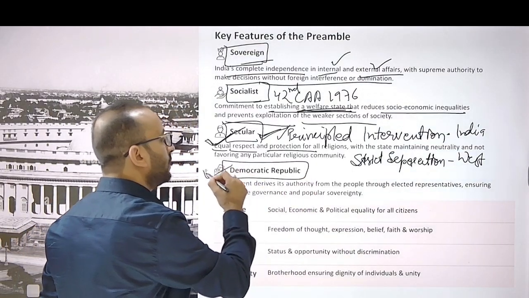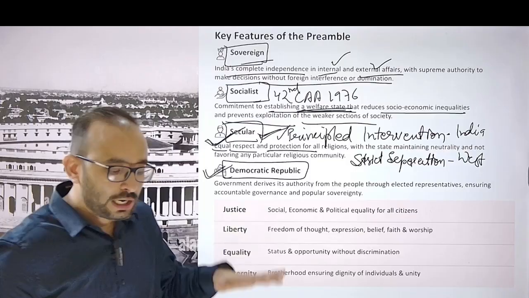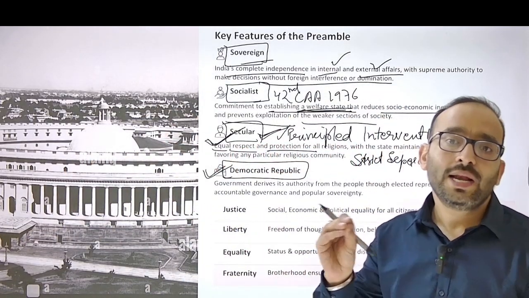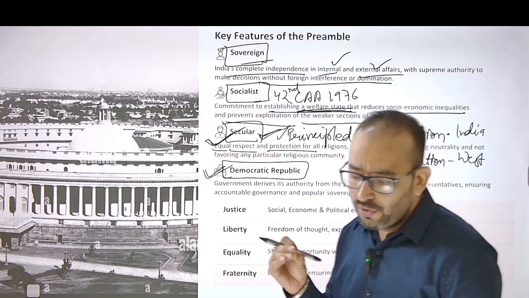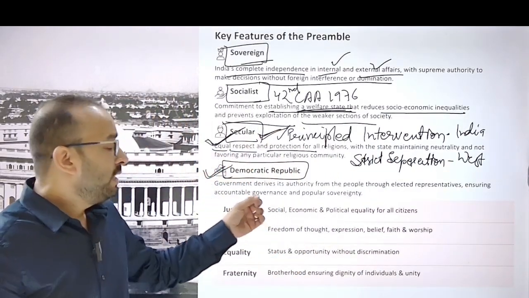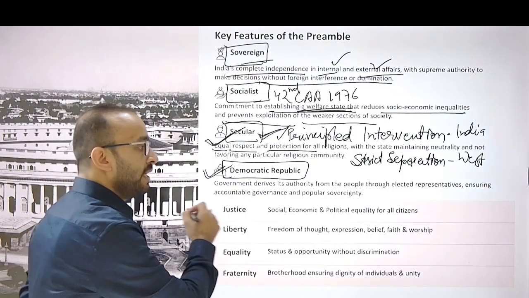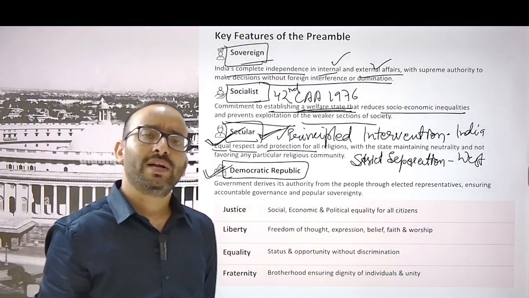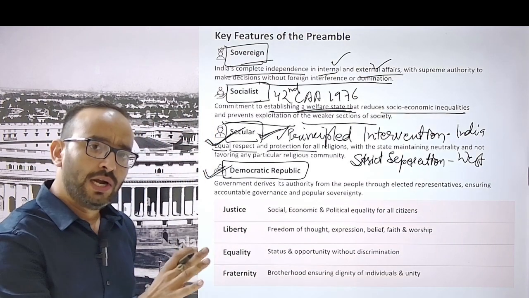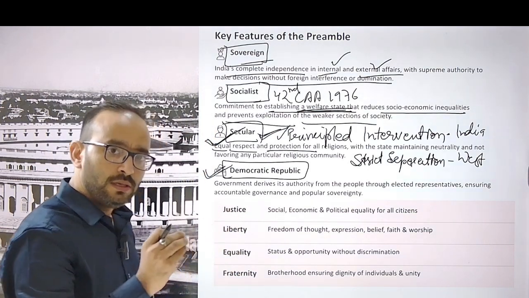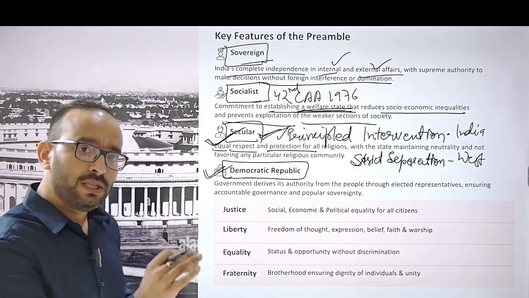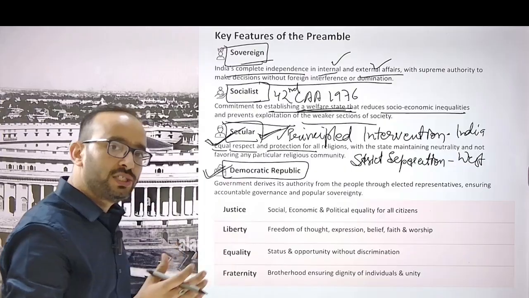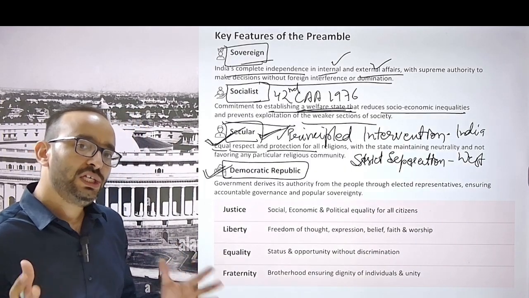Then the fourth feature is democratic republic. What does it mean, democratic republic? From the very beginning in India, we had equal and adult franchise. Every person who is above the age of 18 years is eligible to cast a vote. So this is equal and adult franchise. There will be no restrictions related to property rights or other restrictions related to voting. Every person has the right to vote, and every person casting the vote is equal. Whether the vote is from an affluent section or from a weaker section, the value of each vote is equal.